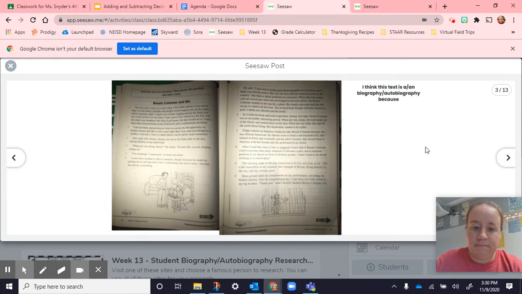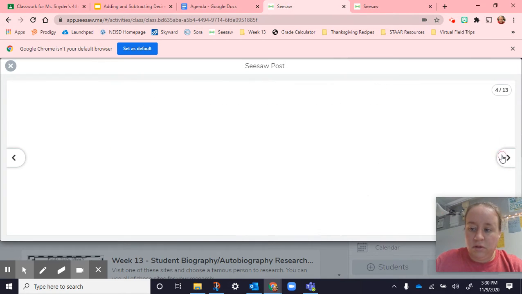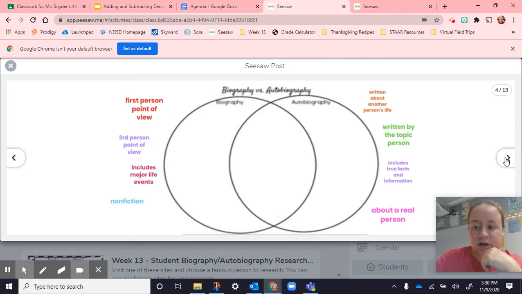So here we read Bessie Coleman and Me. So we read this story, and then we talked about whether or not it was a biography or an autobiography. Then we did a Venn diagram. So this is your independent work. So here you're going to take these. On the left-hand side, you have biography. So anything that is only specific to biography, you're going to put here. Anything that is specific to autobiography, you're going to put on the right-hand side. And things that they have in common are going to go into the middle here. Okay, so biography on the left, autobiography on the right. Things that they have in common are here.